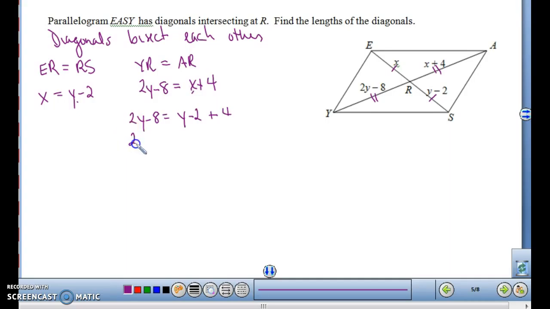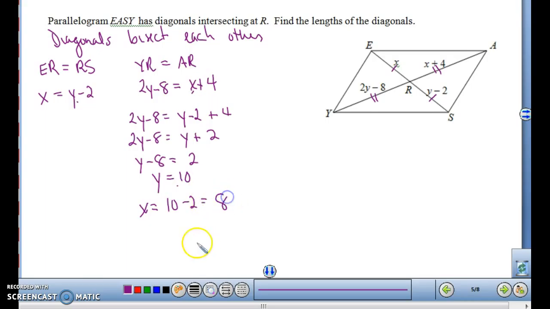Combine your terms. 2Y minus 8 equals Y plus 2. Move your Y over here, so that gives me Y minus 8 is equal to 2. Add the 8, so Y is equal to 10. So now we know that Y is 10. That means X is going to be 10 minus 2, which is 8. So X is 8 and Y is 10. So now that we know that, we can find the lengths of the diagonals.